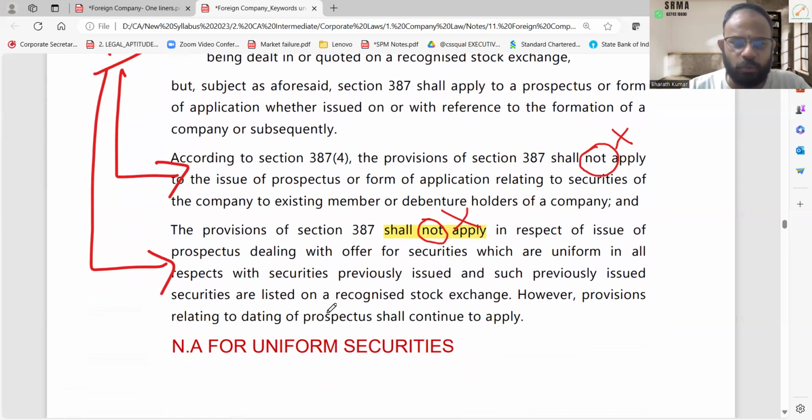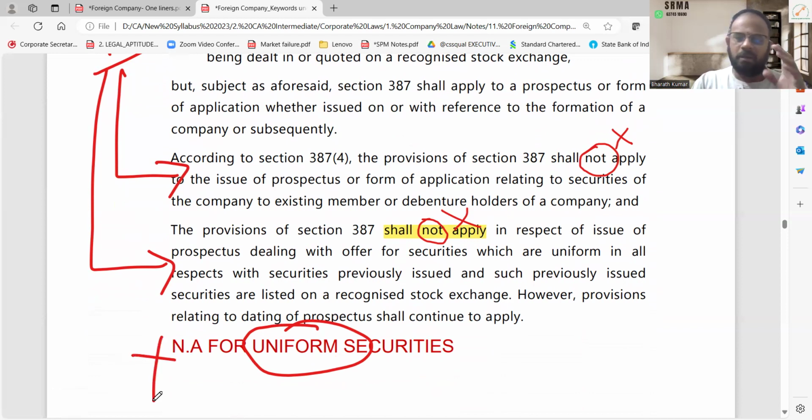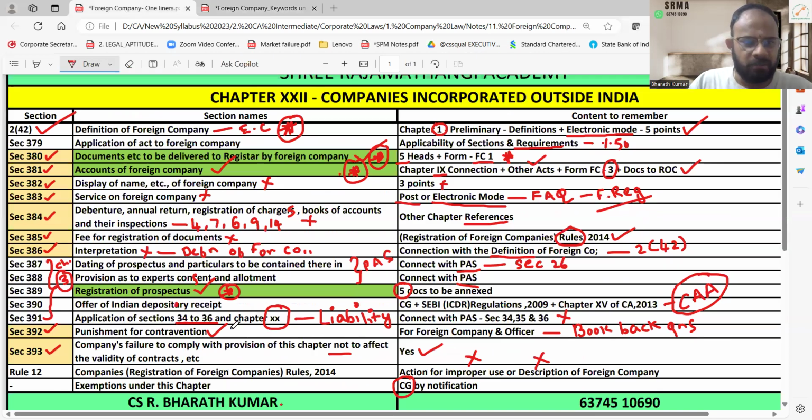Not applicable for uniform securities. That means if the same form of securities is given again and again, you don't need to issue the prospectus every time for a listing in the recognized stock exchange. Otherwise, very simple. Already existing member, debenture holder, uniform security, already have got the consent. Don't do it again and again. That's what 387 says.